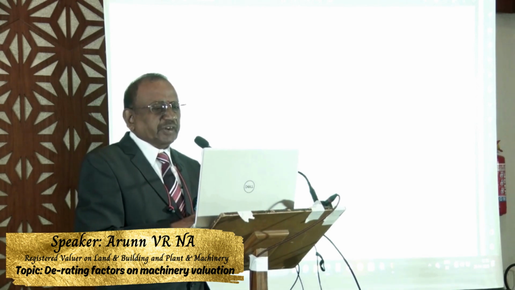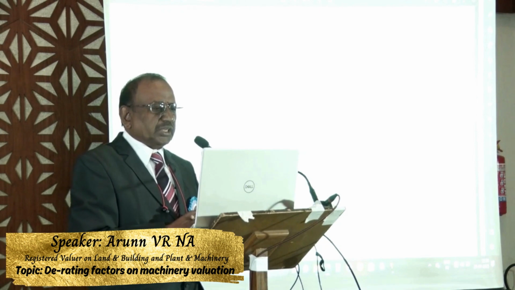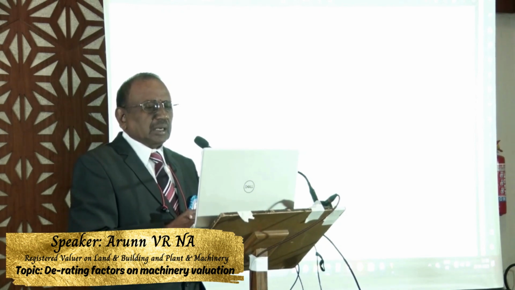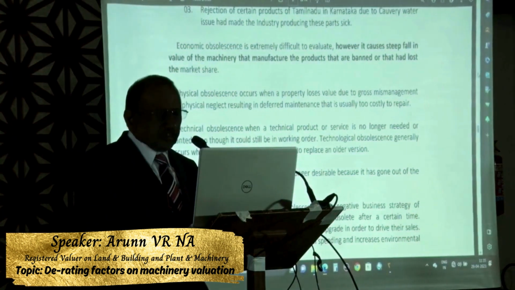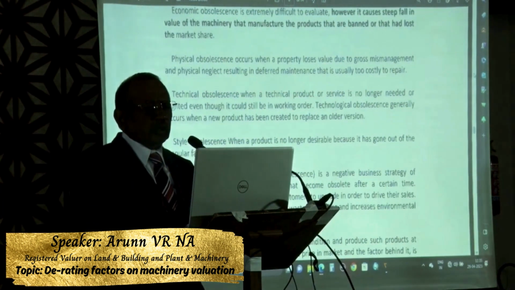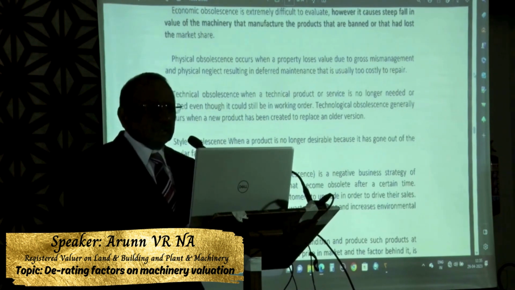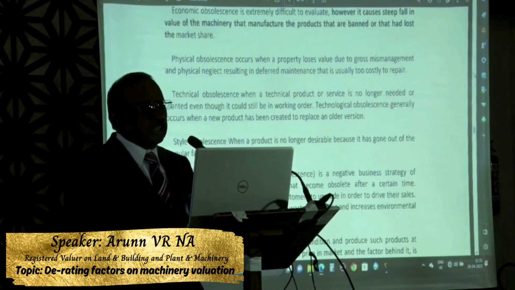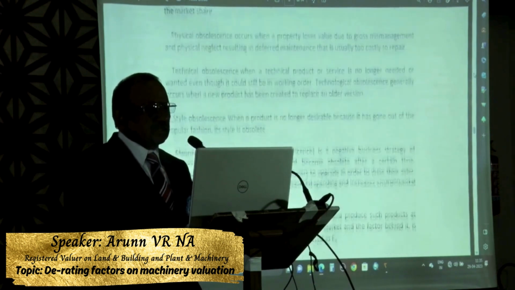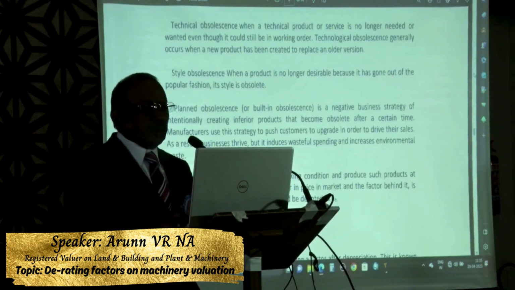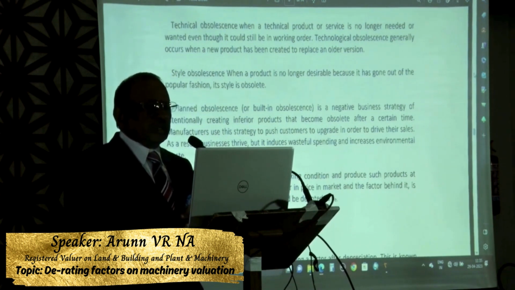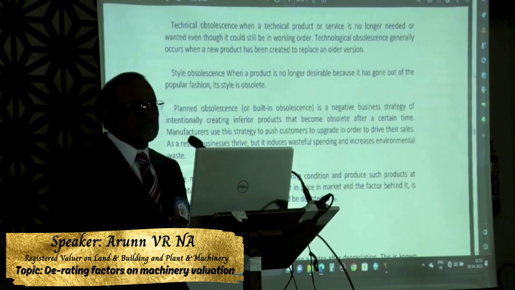Economic obsolescence is extremely difficult to evaluate. However, it causes a steep fall in the value of the machinery that manufactures products that are banned or have lost value. Physical obsolescence occurs when the property loses value due to gross mismanagement and physical neglect resulting in deferred maintenance. That is usually a costly affair which also occurs. That's physical obsolescence. Technical obsolescence is when a technical product or service is no longer needed or wanted, even though it could still be in working condition. Technological obsolescence generally occurs when a new product has been created or replaced the old version.